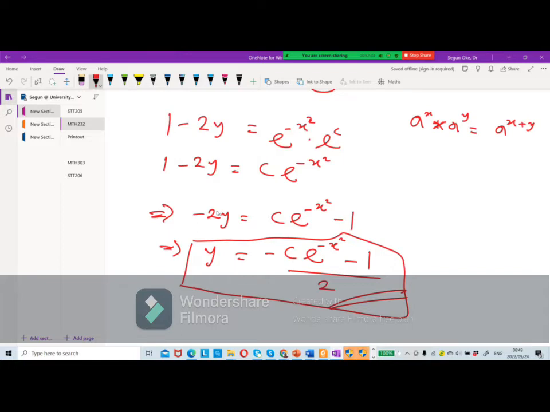Hello, sir. Can I ask something, sir? When you were dividing by minus 2, I think the minus 2 should be applicable to both terms on the right-hand side. It should be minus c e, and then that minus originally should be plus. The minus should be changed to plus. Is it okay like this? Yes, sir. That's what I meant, yes. Are you getting it now?